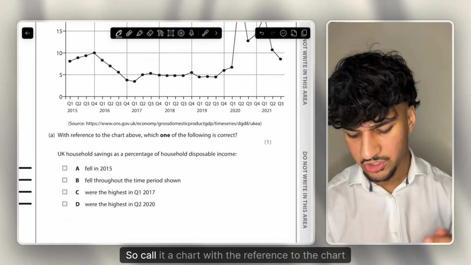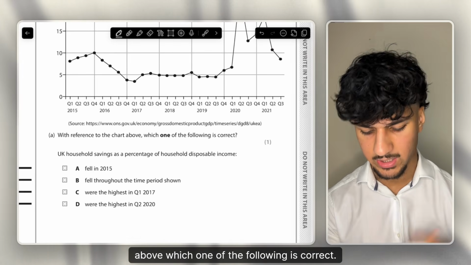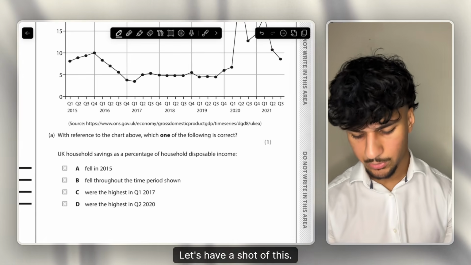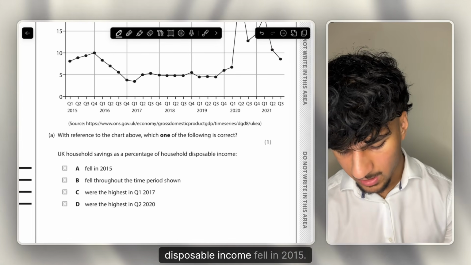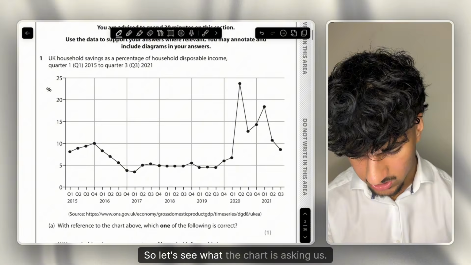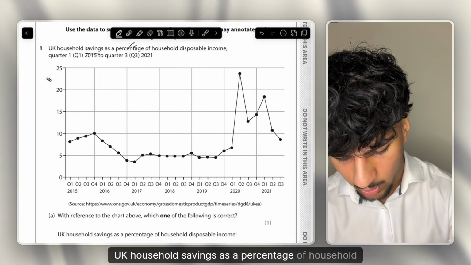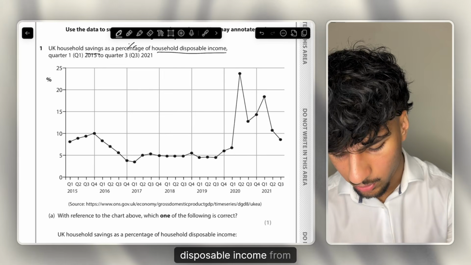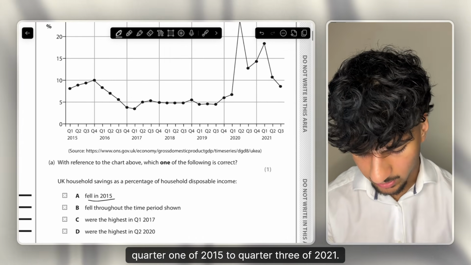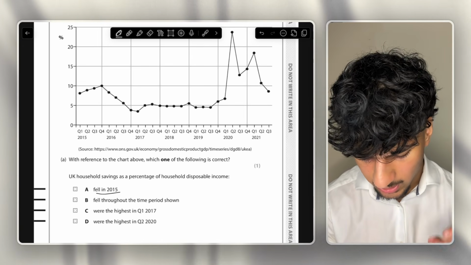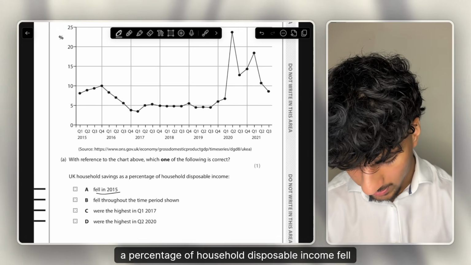With reference to the chart above, which one of the following is correct? So, multiple choice question, let's have a shot at this. UK household savings as a percentage of household disposable income fell in 2015. So let's see what the chart is asking us. UK household savings as a percentage of household disposable income from quarter 1 of 2015 to quarter 3 of 2021.